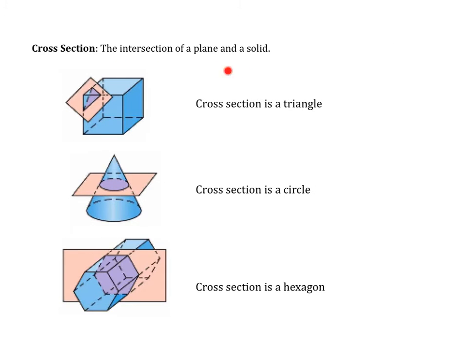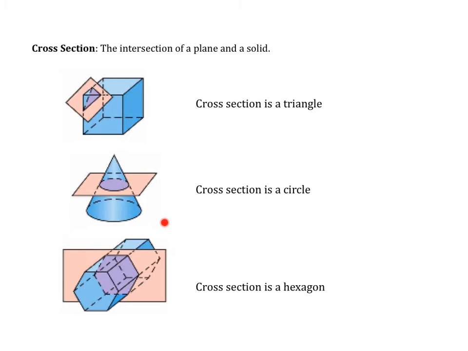So a cross-section is the intersection of a plane and a solid. So here we have a cube, and I have taken this red-pink plane right here and sliced through, and you can see the little overlapping area in there. This cross-section would be a triangle.